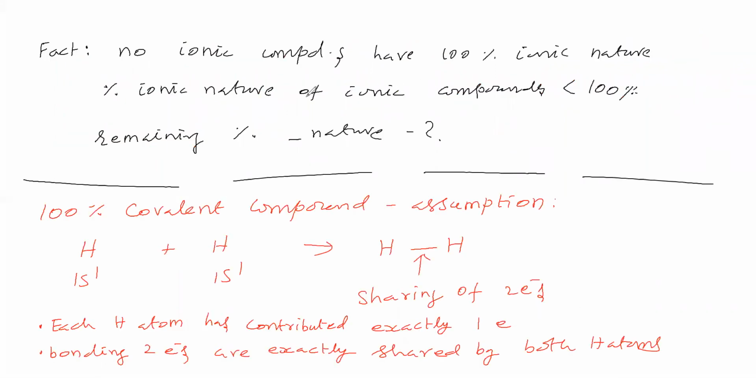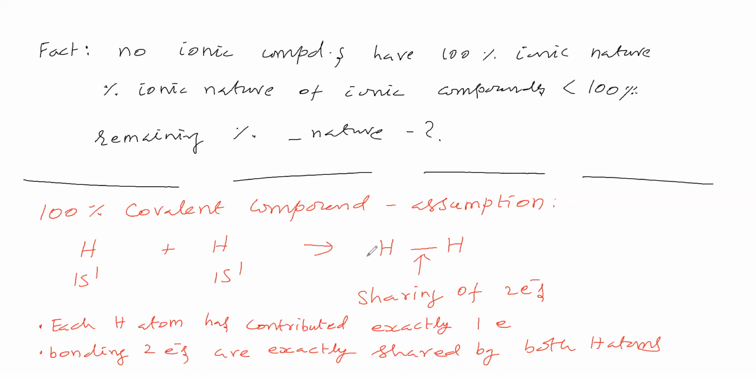In the ionic compounds, if you see the percentage of ionic nature, it is less than 100%. That means in ionic compounds, no doubt ionic nature is there, and some other nature is also there. What is that nature?